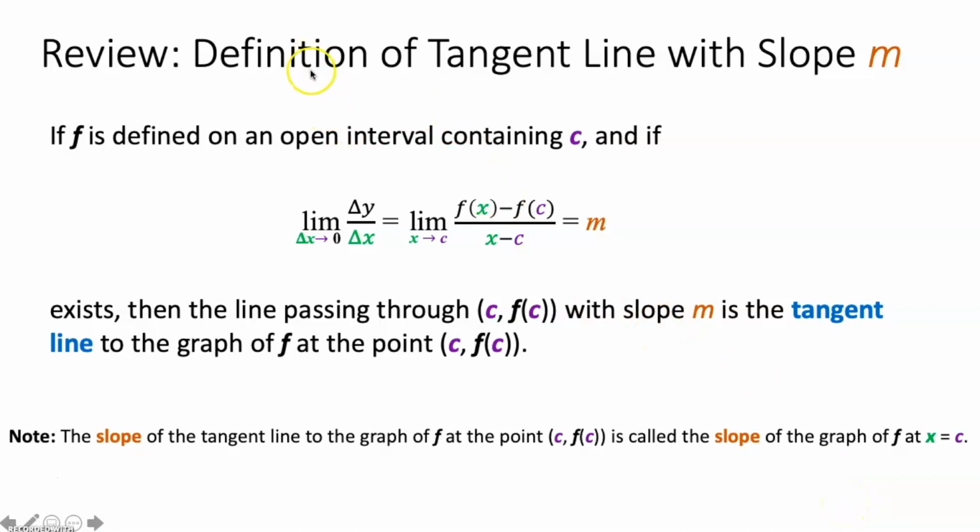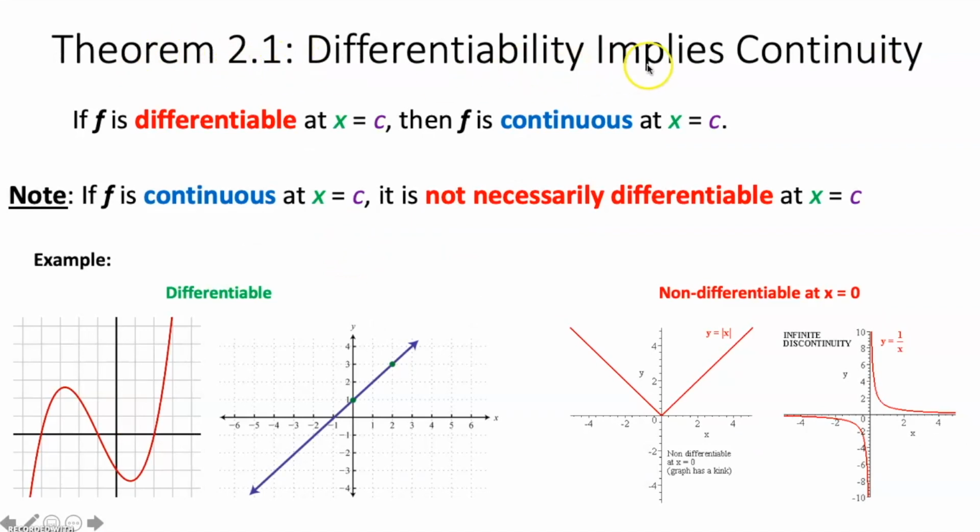Now let's quickly review the definition of tangent line with slope m. So all this is saying is that if you were to evaluate this limit, the alternative form of the derivative, the limit as x approaches c of f of x minus f of c all over x minus c, it will give you the slope of the tangent line to the graph at point c comma f of c. We also want to note again that the slope of the tangent line to the graph of f at point c comma f of c is the slope of the function at x is equal to c. It's the derivative of the function at x is equal to c. It's the instantaneous rate of change of the function at x is equal to c. Remember that.